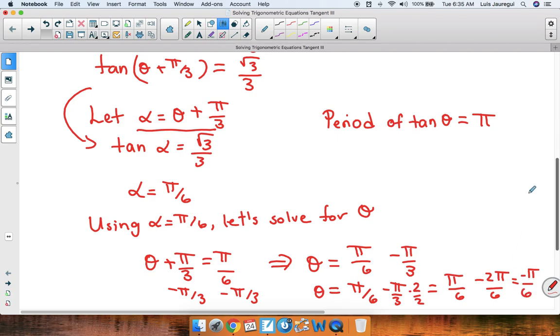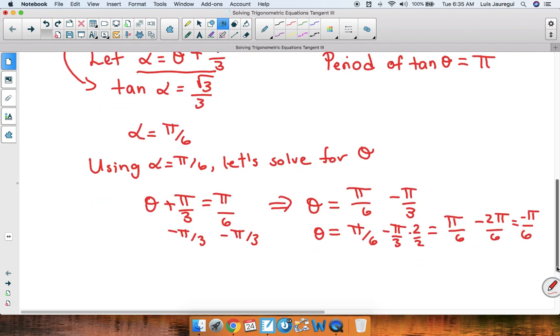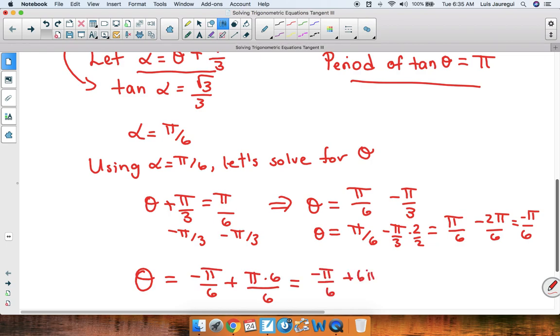However, this angle is not within the given restrictions for theta. Recall that theta needs to be greater than or equal to 0 and less than 2 pi. So what we're going to do is the following. We're going to use the fact that the period of tangent of theta is equal to pi, and we're going to add that period to this angle to generate the next angle that will be a solution. So we have theta is equal to negative pi over 6 plus the period of pi, which can be rewritten as pi times 6 over 6 to get the same denominator, and that gives you negative pi over 6 plus 6 pi over 6, and that is equal to 5 pi over 6.